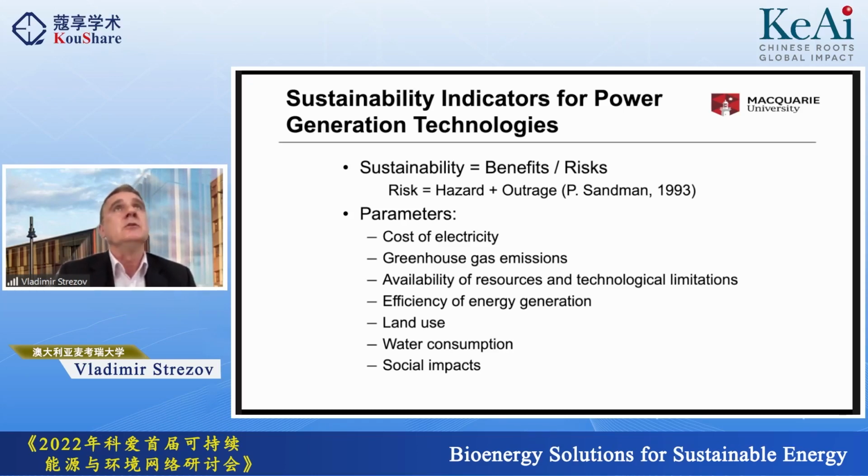So for some countries, land use is very important. I would say most of the countries in Asia, which are densely populated, land will be very important. For Australia, perhaps not so, because we have plenty of land inland. It has a lower density population, but for Australia, water consumption is important. Because it is a dry continent, water is another parameter, and social impact, social acceptability is another one. So we've collected these parameters for each energy generation technology using literature, and we used a multi-criteria assessment to evaluate which of the technologies is the most sustainable.